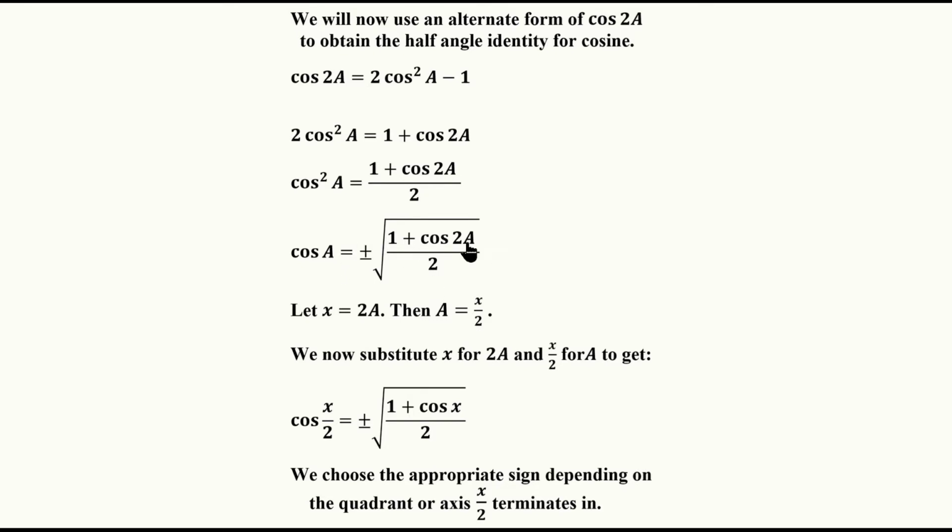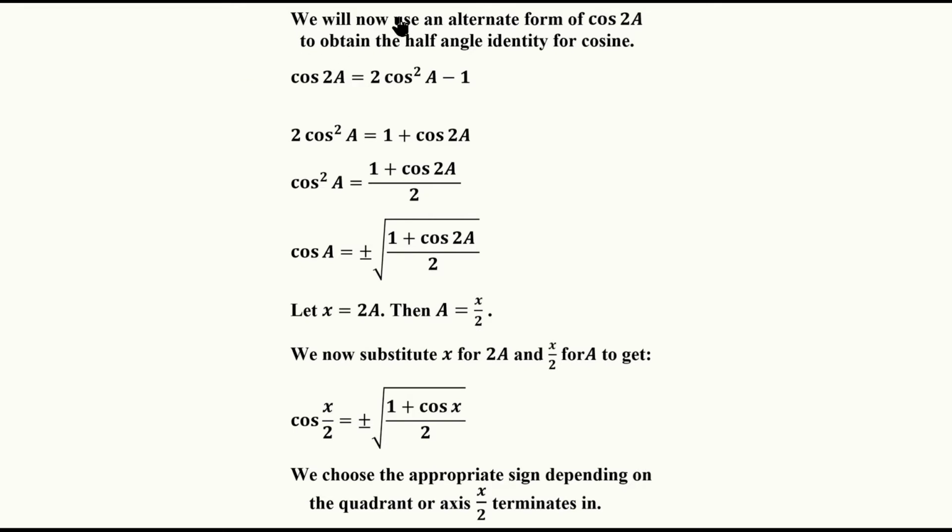The fact that the relationship between these two is 2 to 1 helps us come up with this clever substitution. So we let 2a be x, and therefore a is going to end up being x over 2. Substituting in here, for a we plug in x over 2. For 2a we plug in x, and we obtain the half angle identity for cosine. So there's one more left, and that's tangent. We're going to come up with a half angle identity for tangent next.